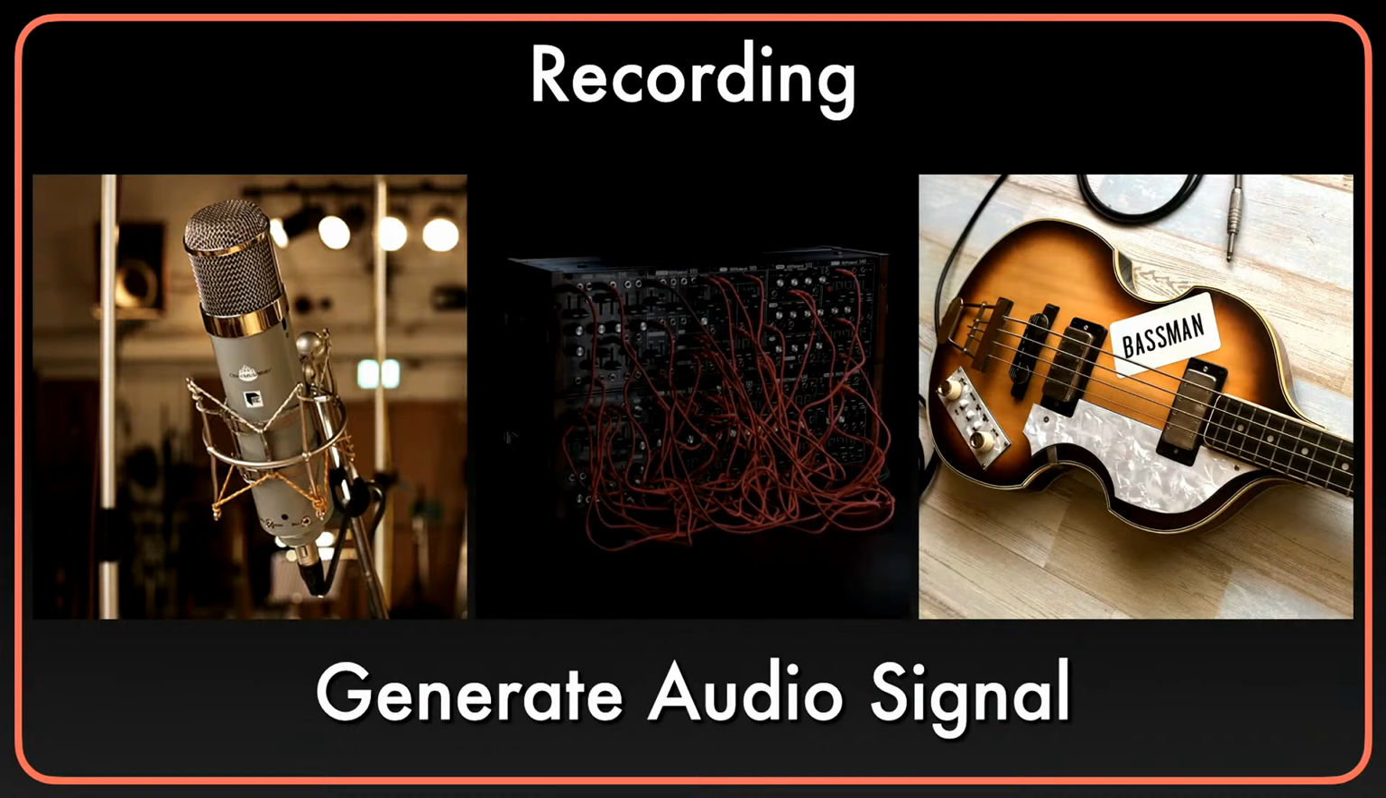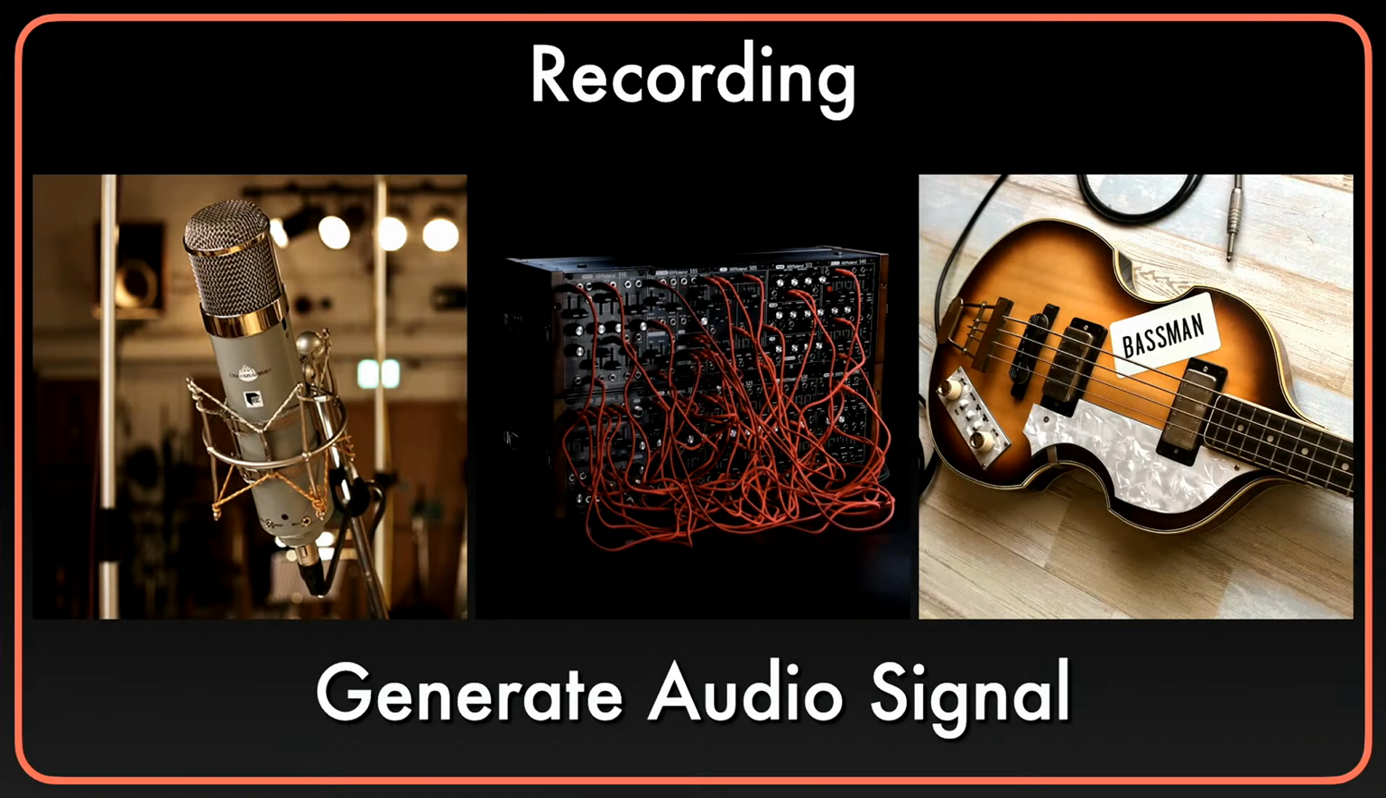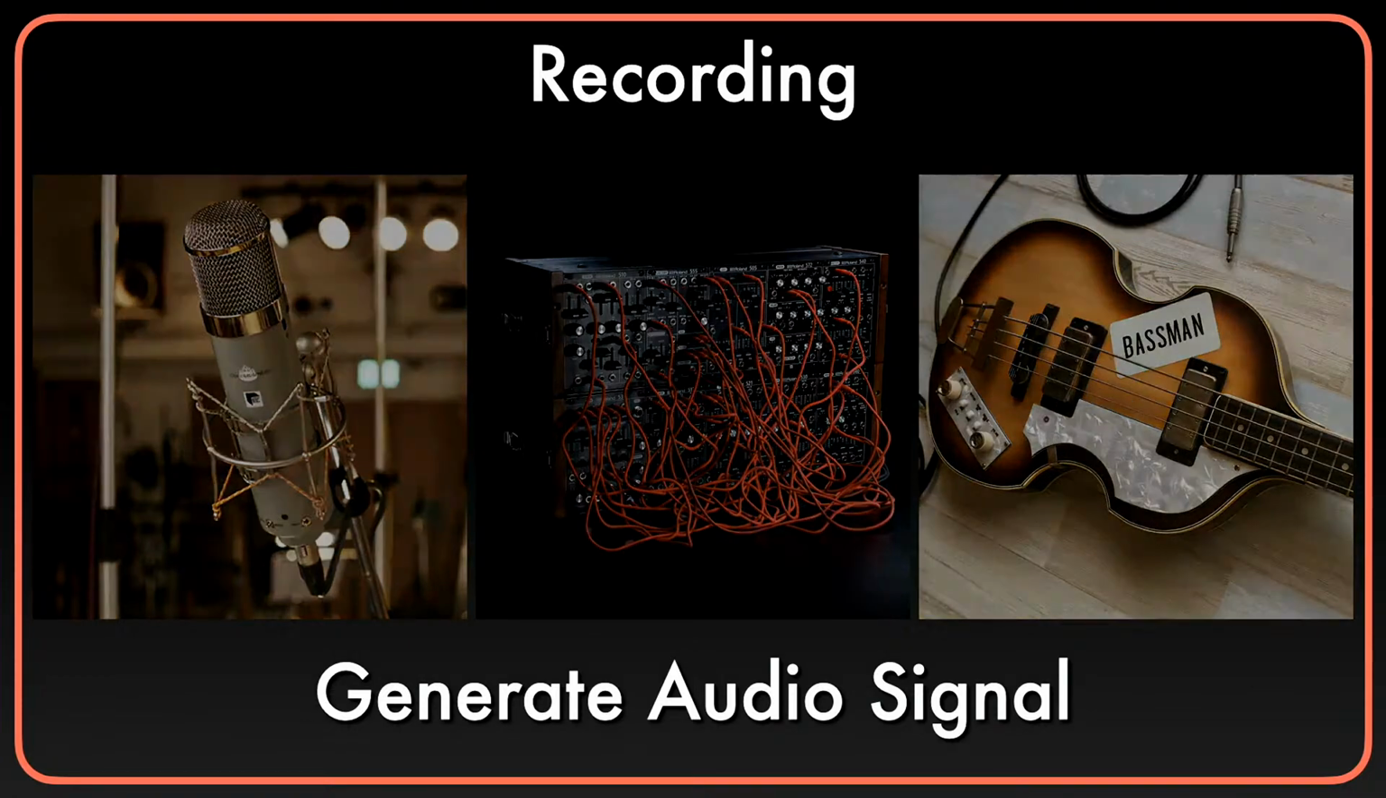And the other type would be electronic instruments. These essentially have a DC current. This DC current is manipulated to form an audio signal, and that audio signal would come out at line level or maybe instrument level, depending on the type of electronic instrument.